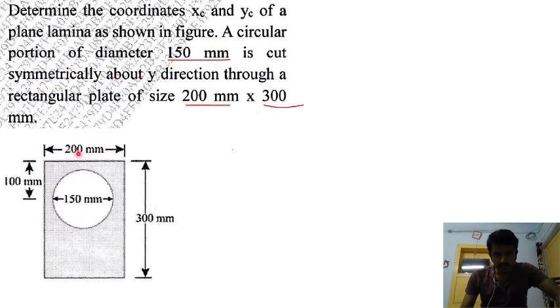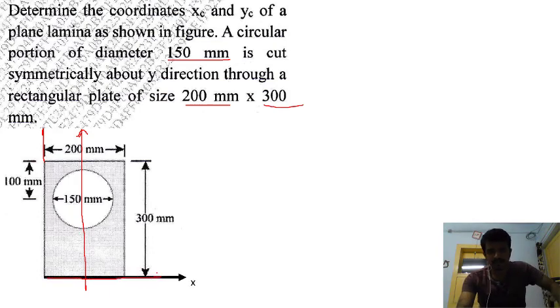it is symmetrical about the y direction. If we cut this figure by a vertical line like this, it will bisect the figure into two equal parts. So either you can take the y-axis here or you can take it here. I have taken the y-axis here and the x-axis here, and we solve the numerical taking these axes.